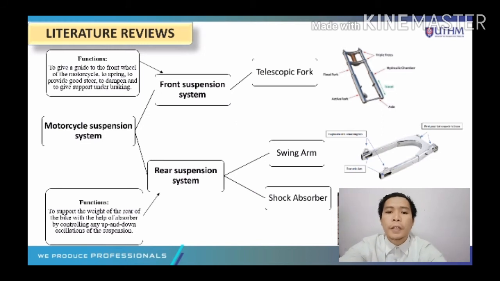For the rear suspension system, the function is to support the weight of the rear of the bike with the help of the absorber by controlling any up and down oscillation of the suspension. In this project, there are two types of rear suspension system which will be studied, which are the swing arm and the shock absorber.